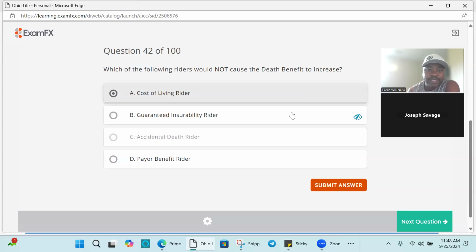Guaranteed insurability rider. Payer benefits rider. What the heck is a payer benefits rider? The payer is the person who pays the life insurance policy for a minor. If that person dies or becomes disabled, the company will waive the premium for the life insurance policy for the minor until they reach the age of majority. So the guaranteed insurability rider says I can buy extra amounts of insurance without proving insurability at certain points in time. So the answer is D.